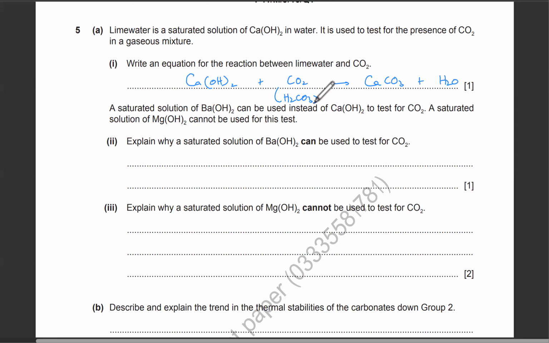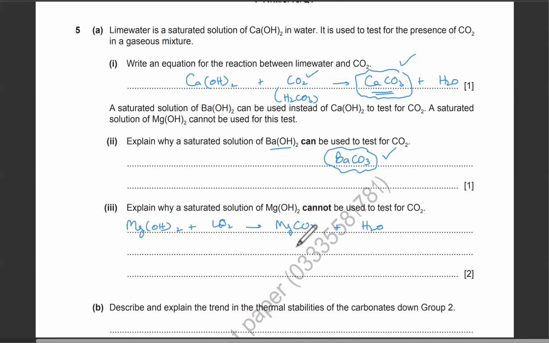The next one is: explain why a saturated solution of Mg(OH)2 cannot be used to test for CO2. Can anyone explain that? Because it's going to dissolve? No, remember, it's going to do exactly the same thing. It's also a base. You are going to get MgCO3, which is also insoluble. So that is also a white precipitate, right? So you're still going to get a white precipitate. But why can't you do that?